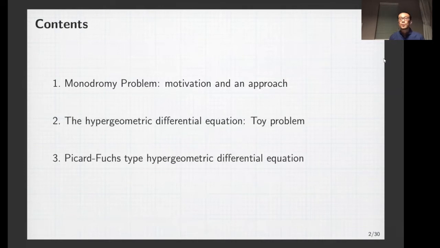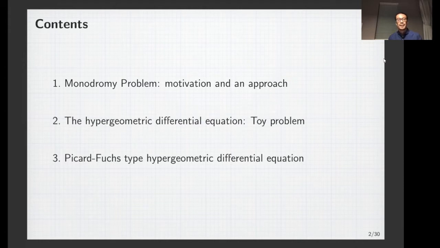This talk consists of three parts. First of all, we consider a monodromy problem: what is the monodromy and the main motivation of this project. And we discuss a slightly general approach for finding the monodromy. Actually, this is for linear differential equations, but we believe it is worth introducing in this seminar.